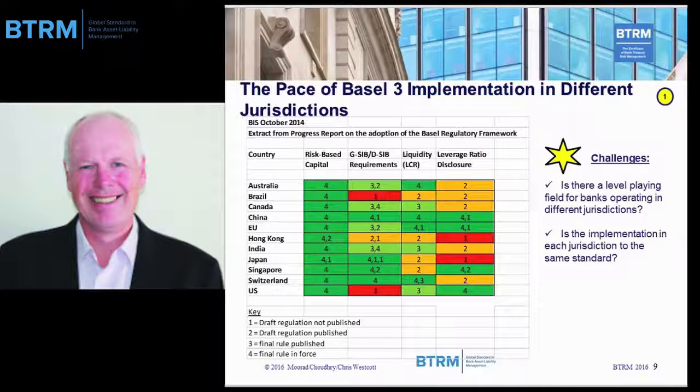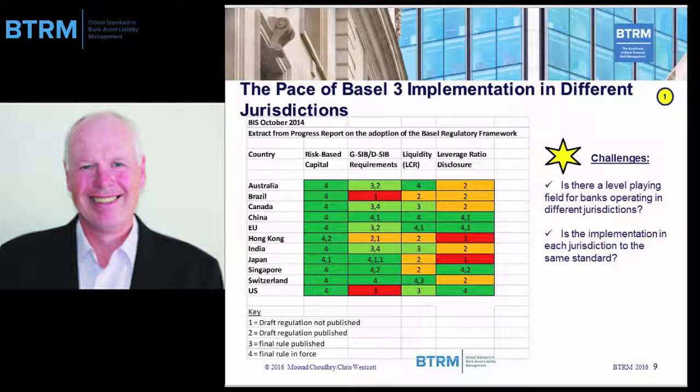Okay, to kind of add to the challenge, we find that with Basel, it's not all happening at the same time. Now, this example is taken from October 2014 on purpose, because it was a point in time where some countries were particularly advanced and others were a little further behind. So you'll see here that on the basis that green says it's done and red says it hasn't even begun to be thought about, you could find yourselves getting in a bit of a mess just because of the timing differences in implementation.